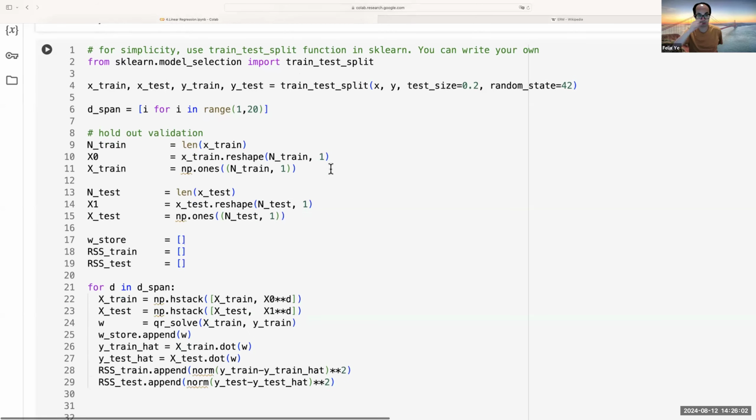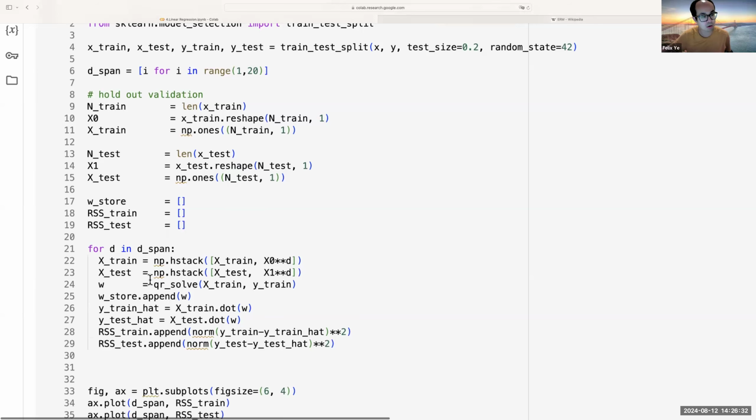For example, this is the number of training data here. And we are going to stack ones, just to make sure we include the intercept terms. That means for each D, we need to add this to the training data and reshape the training data.